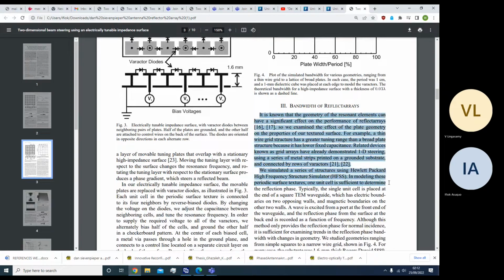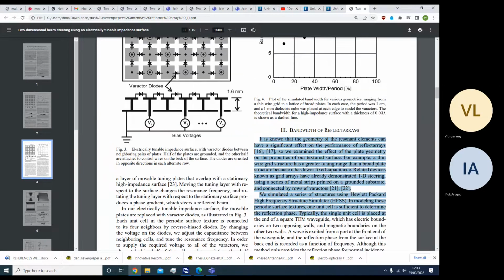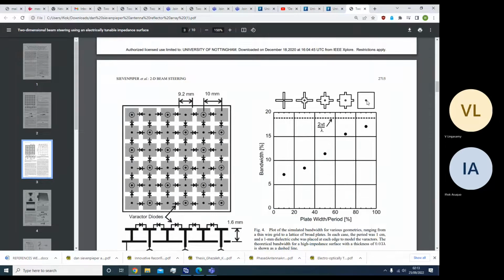It is known that the geometry of a resonant element can have a significant effect on the performance of a reflectarray. We examine the effect of the plate geometry on the properties of the structure. For example, a thin wire grid structure has a greater tuning range than a broad plate structure. That is true. This one is better, you see? Circular is better than this. I understand that.